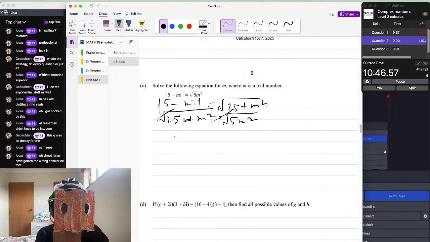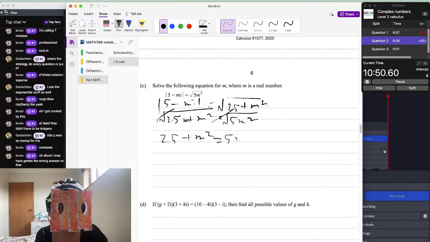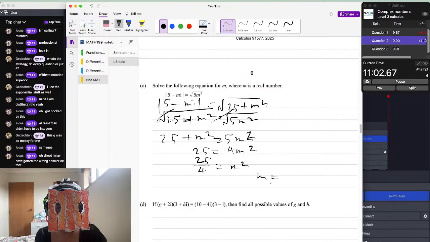And square both sides, that cancels out the brackets. 25 minus 4m squared, so m equals plus or minus the square root of 25 over 4, which is 5 over 2.